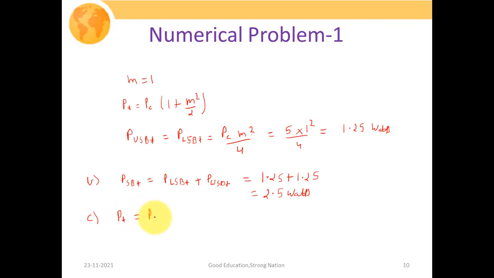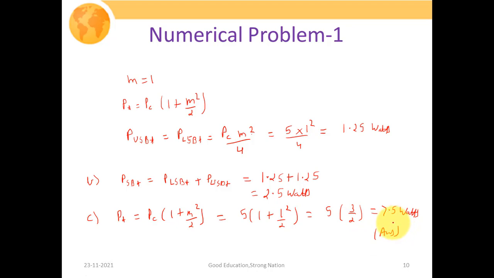PT equals PC times (1 plus M square by 2). On putting the values, we are left with 5 times (1 plus 1 square by 2), that is 5 times 3 by 2, which equals 7.5 watts. This is the answer. Hopefully the process is clear to you. We can also evaluate the total power by adding the carrier power plus the sideband powers separately. Then we will get the same answer. You can just verify it.